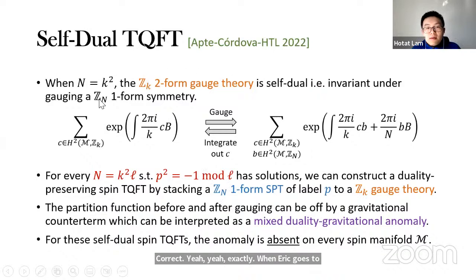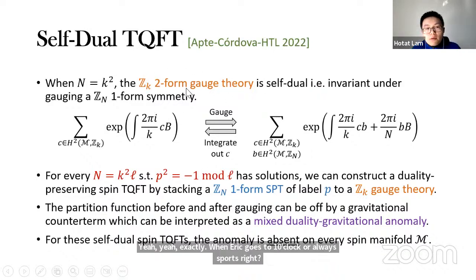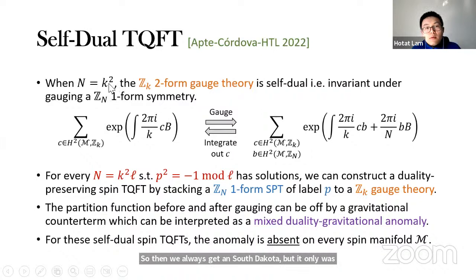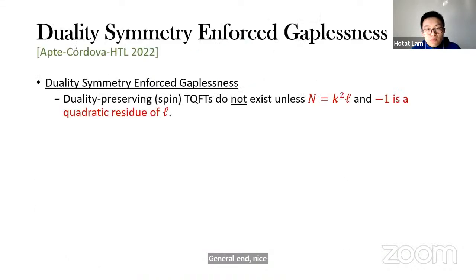So then we always get a self-dual TQFT, but it only works when n is like k squared, and then we want to do it for more general n. Yes. Got it. Thank you. So now let's move on.